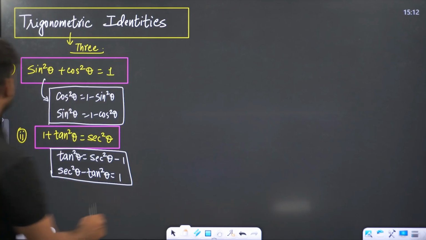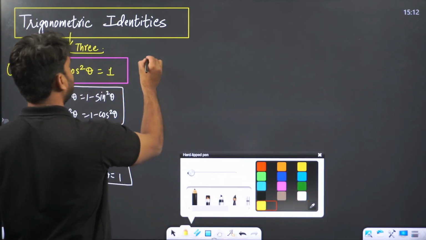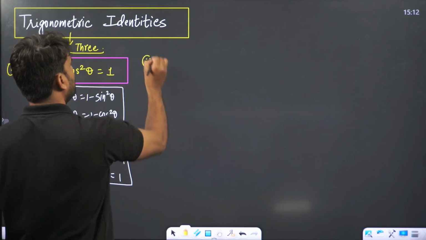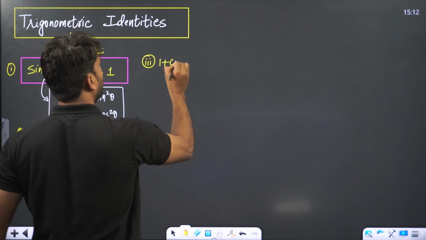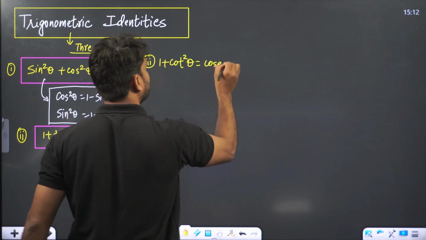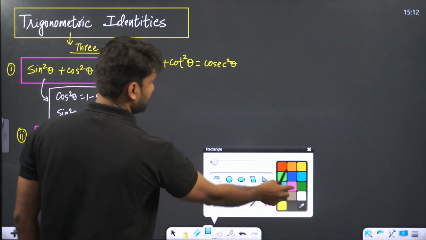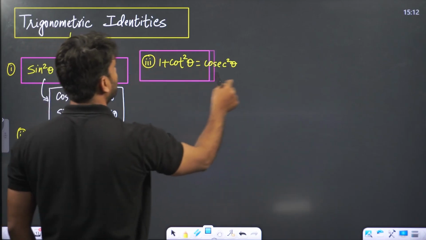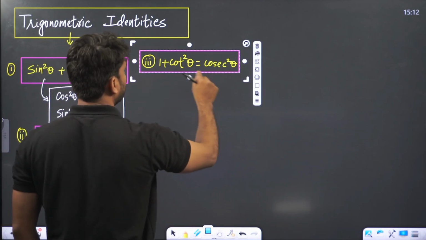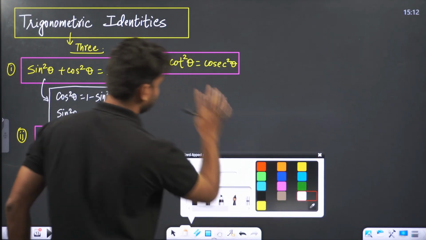Now let's move to the third main identity. The third main identity is 1 plus cot square theta is equal to cosec square theta. This is the third main identity, guys. Let me highlight this in a box. Okay, this is the main identity. Now let me show you the different forms of this.